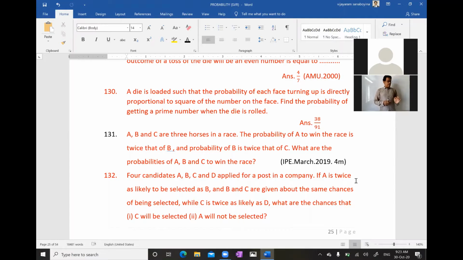A die is loaded such that the probability of each face turning up is directly proportional to the square of the number on the face. So it is not equal for all faces. Then find the probability of getting a prime number.